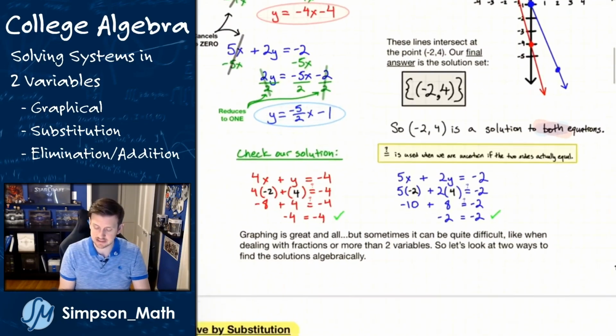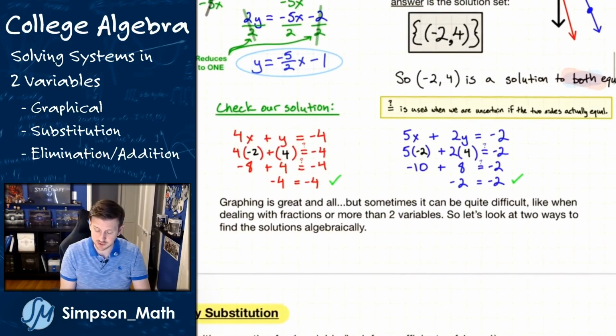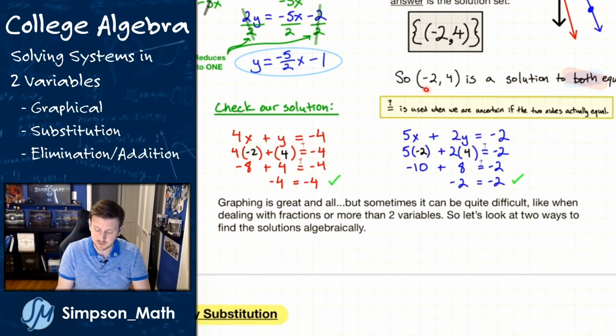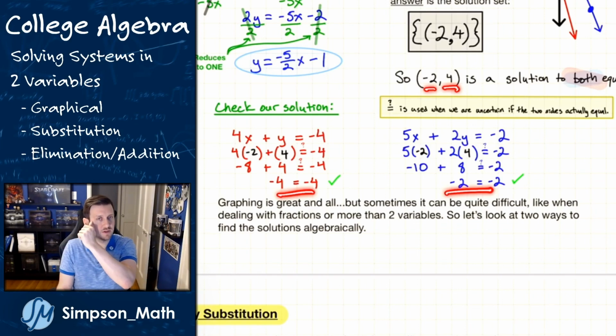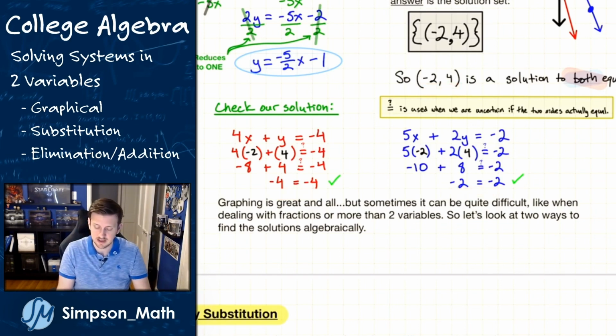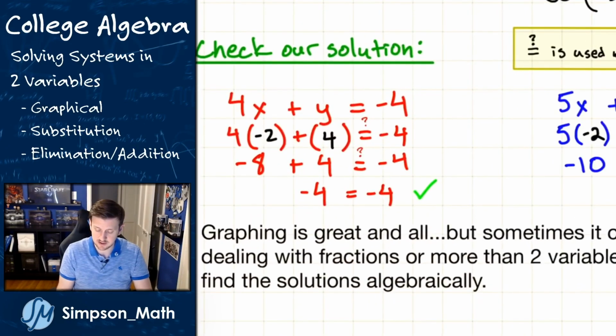Well, what you could do, because it's a solution of both, it should be a solution to both of them. I should be able to plug in (-2, 4), and I should get a true statement out of both. Now, this is not the infinite solutions that we saw before, because I'm just plugging this into each one independently. So if I take this (-2, 4) and plug it into the red equation, so plug in a -2 for x and a 4 for y, I end up with -8 plus 4 equals -4, so -4 equals -4, which is a true statement.